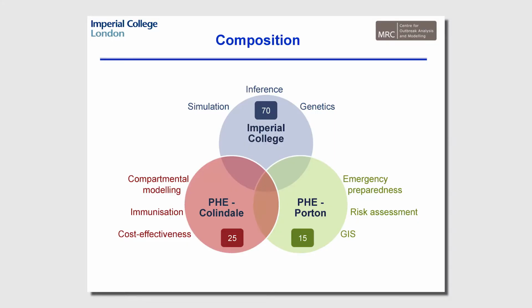The Health Protection Research Unit brings together three of the strongest groups in mathematical analysis and modelling of infectious diseases in the UK, our own at Imperial College, but then PHE over many years has invested substantially in modelling and related methods, both in Colindale and in Porton Down. And each of those groups has a different set of specialist skills they bring to bear, and in total we have something over 100 researchers involved in the Health Protection Research Unit.